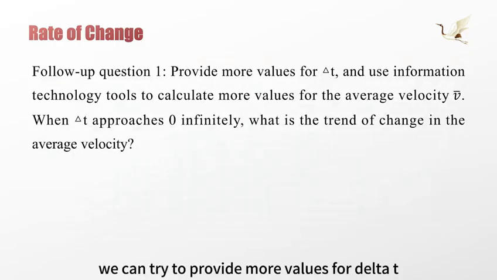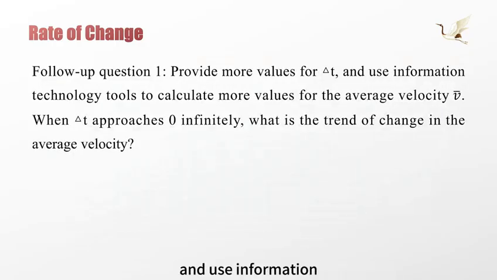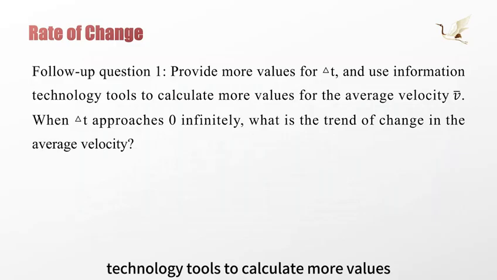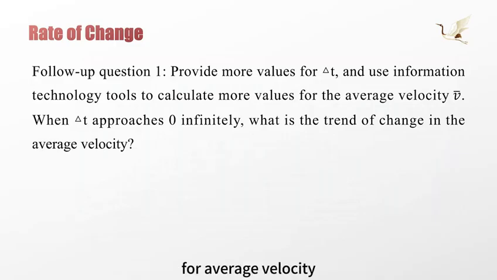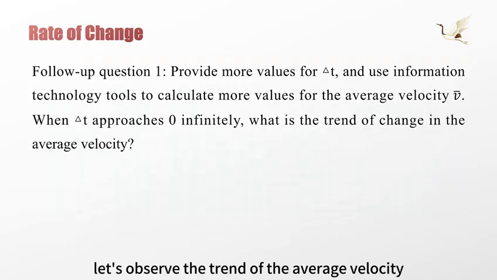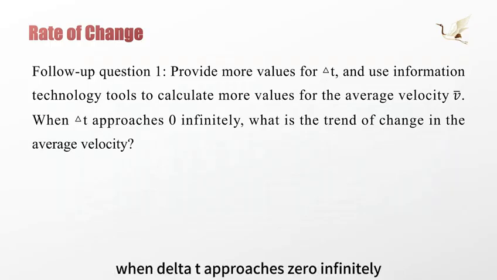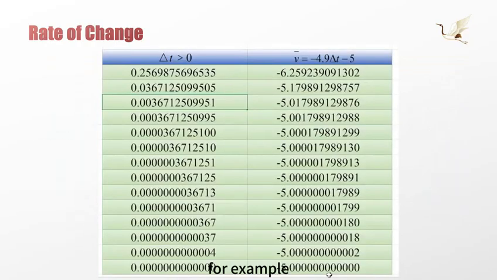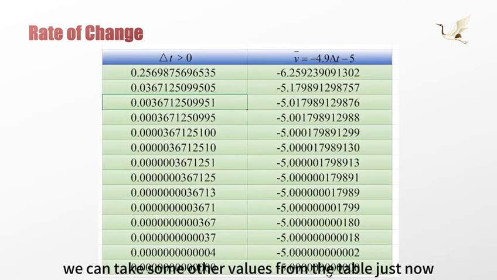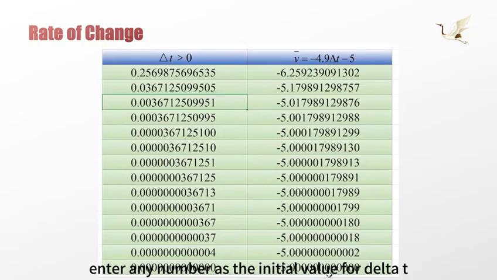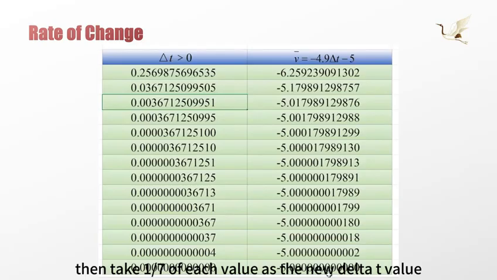We can try to provide more values for delta t and use information technology tools to calculate more values of average velocity. Let's observe the trend of the average velocity when delta t approaches 0 infinitely. For example, we can take some other values to verify. Enter any number as the initial value for delta t, then take 1/7 of each value as the new delta t value. As can be seen, the same result was obtained. The average speed will approach −5 meters per second.